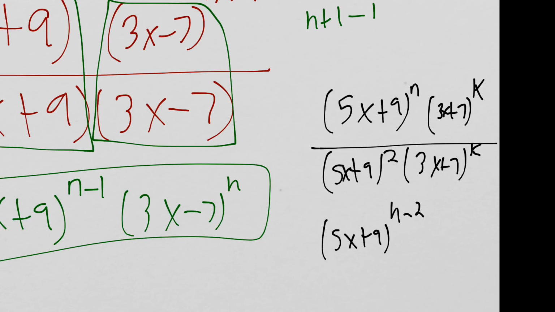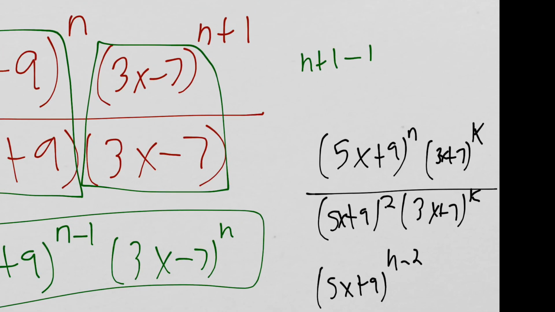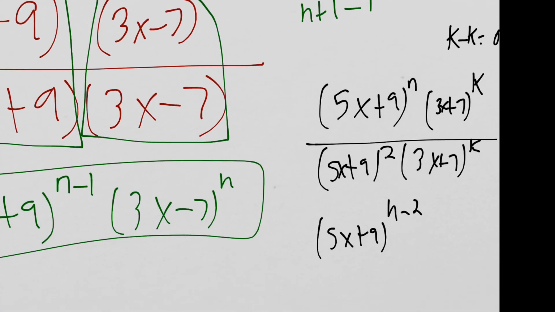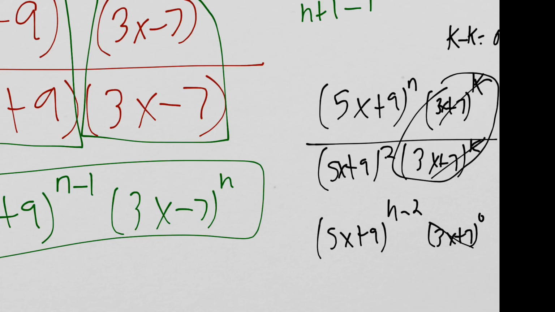And then what do we get up here? Well, we have an exponent of k minus another exponent of k, which is going to give us 0. So that's going to give us 3x plus 7 to the 0 power, which, oh yeah, that's just 1, right? Anything to the 0 power is just 1, and we could have just canceled this from the beginning because it's the exact same piece, 3x plus 7 to the k over 3x plus 7 to the k. All right, so here's our final answer, just 5x plus 9 to the n minus 2.